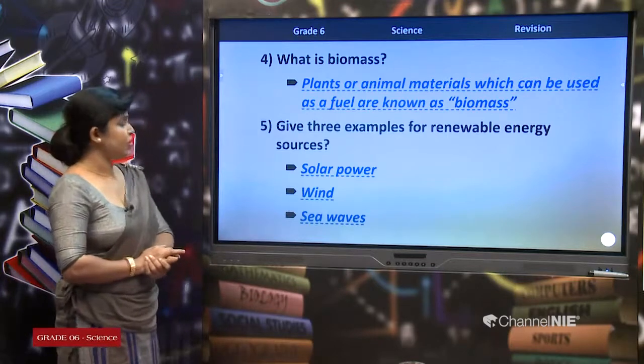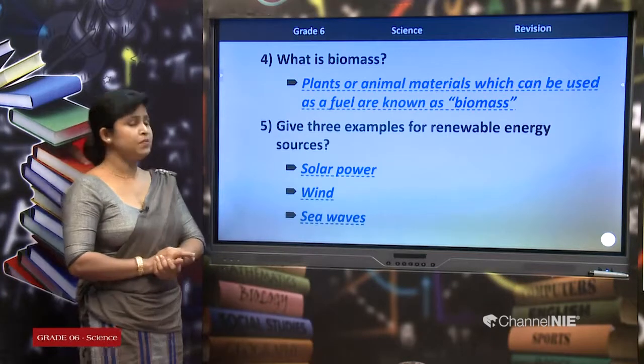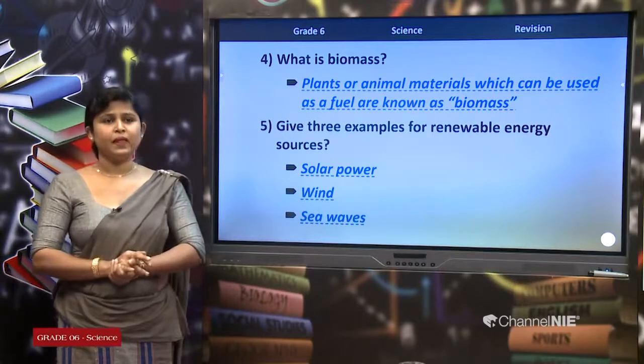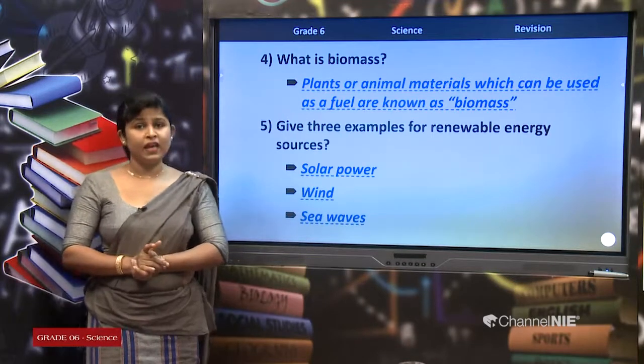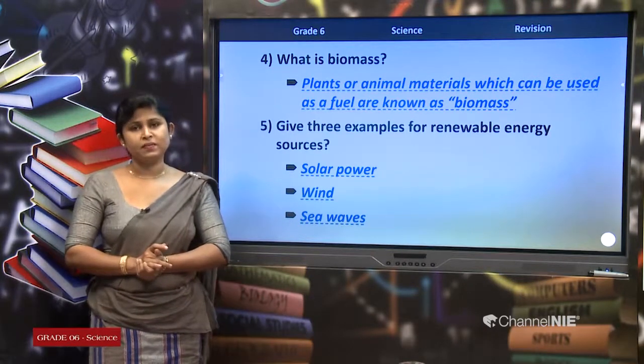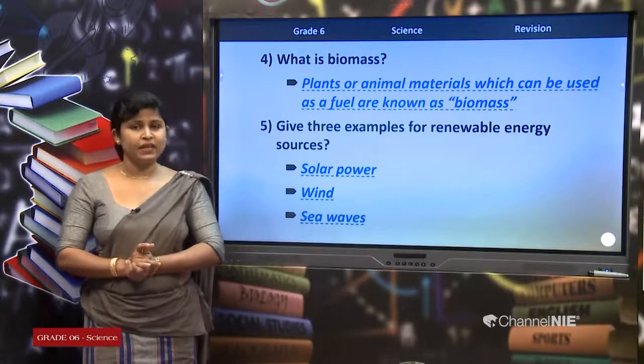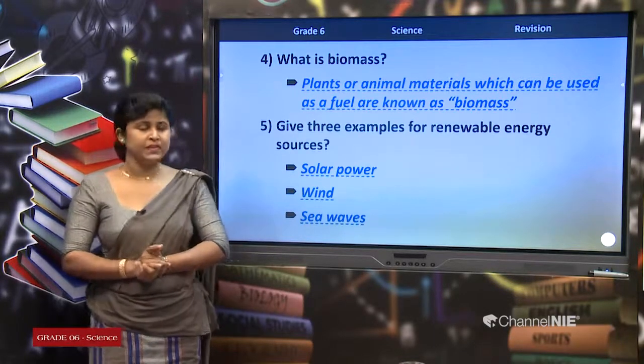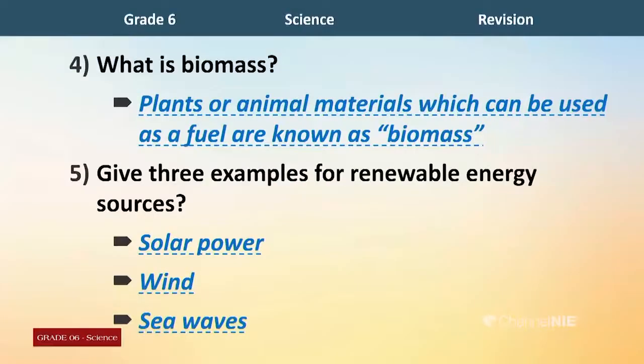Let us have a look at question number 4. What is biomass? You know coconut shells, hay, and decaying fruits and vegetables are also considered as biomass. Biomass can be used to obtain energy. Plants or animal materials which can be used as a fuel are known as biomass. Then I gave you some examples for biomass.